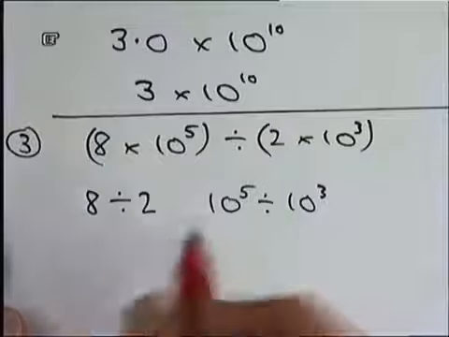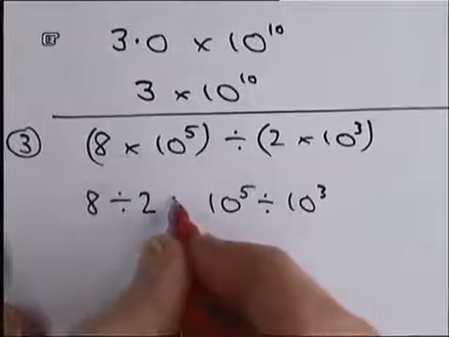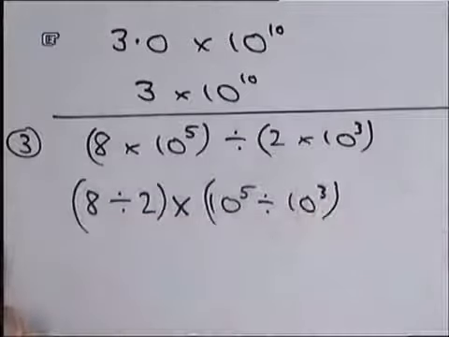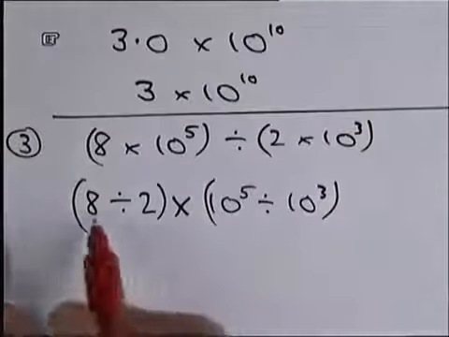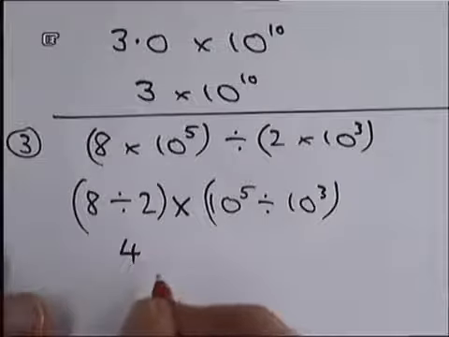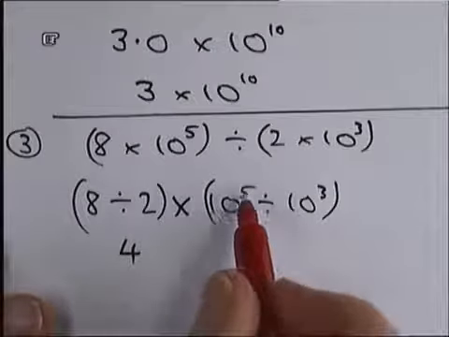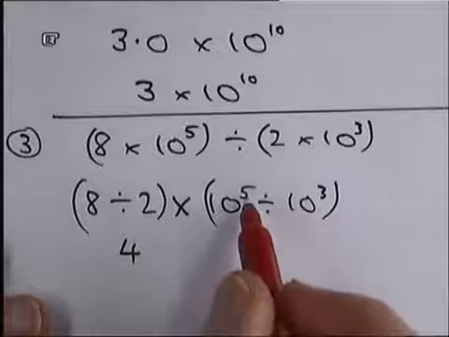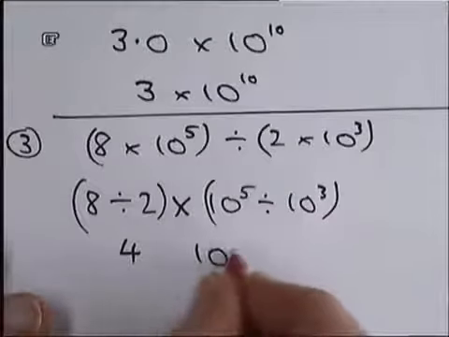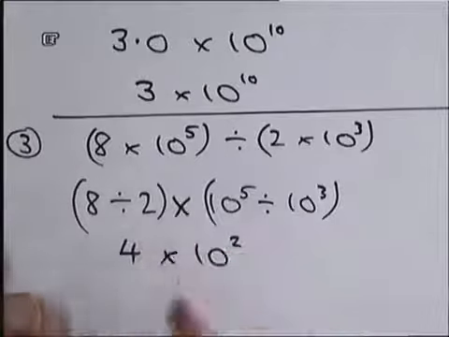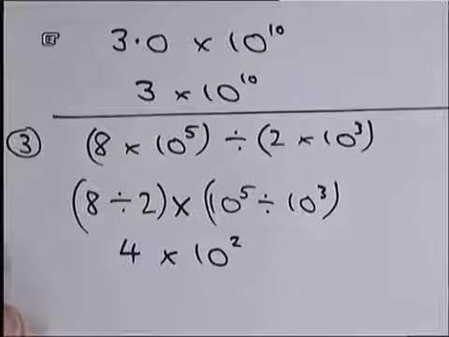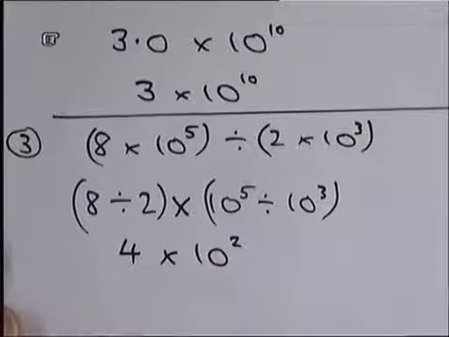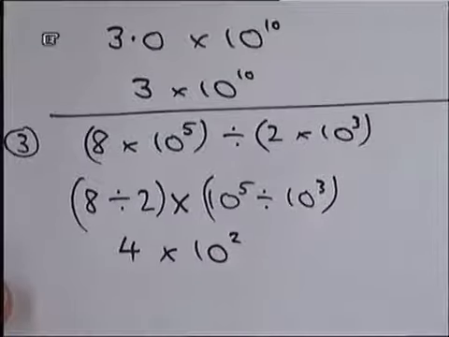But these bits are being multiplied together. These multiply signs you can just sort of put in there. And now you can think of this as a question split up like this. 8 divided by 2 is 4. 10 to the power of 5 divided by 10 to the power of 3. Because we're dividing, I do a taking away with the powers. That's 10 to the power of 2. Put that times sign in. There's my answer. Just check that that is between 1 and 10, and it is. So there's my answer to that question in standard form.